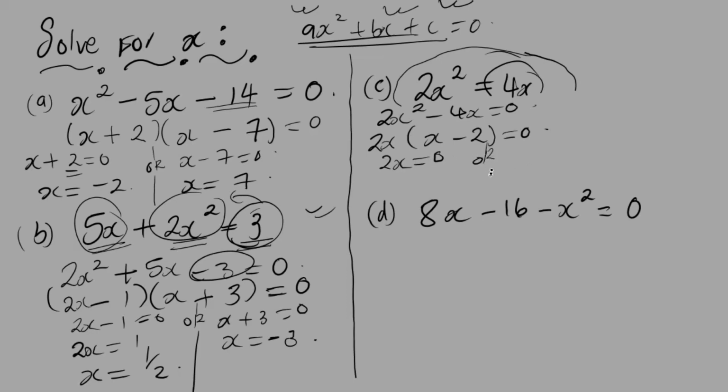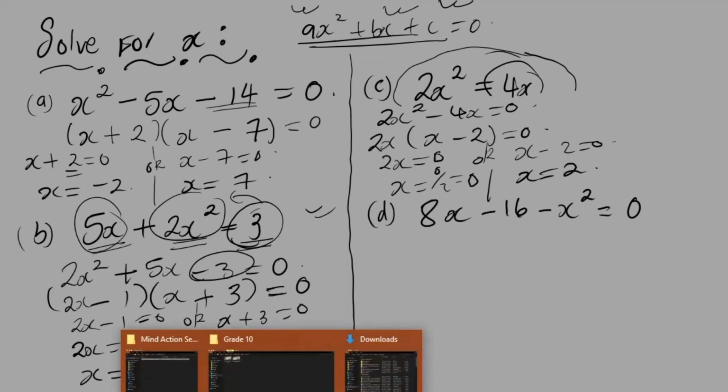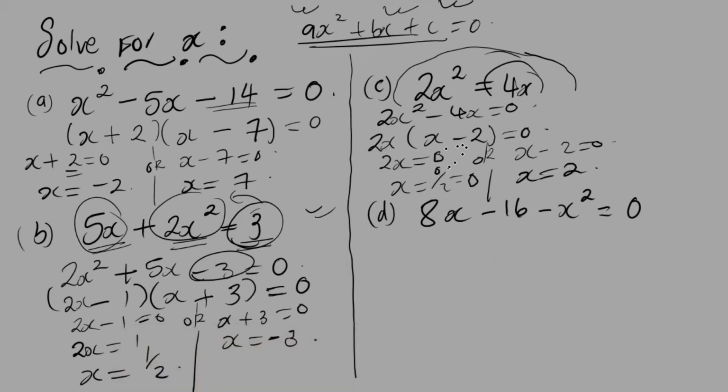Or this bracket x minus 2, it will be equals to 0. Let's solve the right side. X is equals to positive 2. And then here we divide both sides by 2. X is going to be 0 over 2, which is 0. Easy as that. Hope that's not a problem.